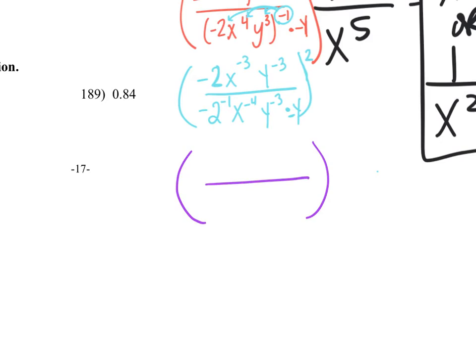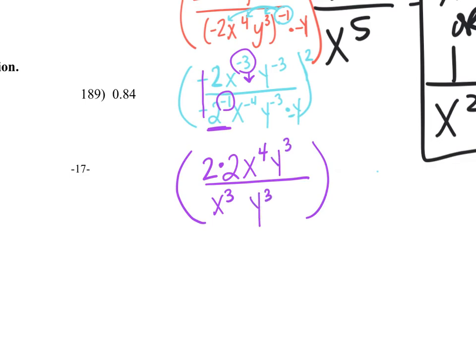fraction. 2 negatives make a positive, so I'm just going to cancel those out. So my 2 stays on top. This 2 goes on top because of the negative exponent. This negative 3 will go on the denominator. So x to the third, x to the fourth will go on top. Y to the third will go on top. Y to the third will go on the bottom. And then times negative y all to the second power.